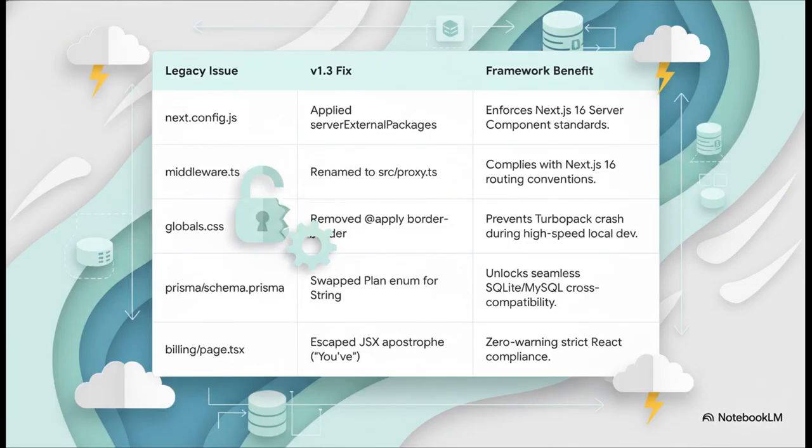And this is super important. This is not some static template that gets updated once a year. It's an actively maintained architecture. This table just shows a few of the recent modernizations. And these aren't just little cosmetic fixes. For example, swapping an enum for a string in the Prisma schema, that unlocks compatibility between different databases. Or removing a single line of CSS, that prevents a high-speed dev tool from crashing. These are the kinds of expert-level tweaks that are going to save you hours of painful debugging down the line.